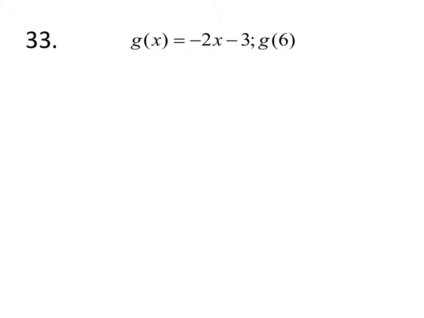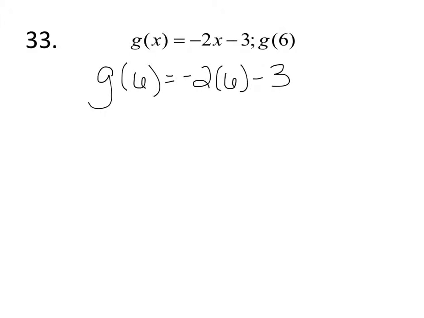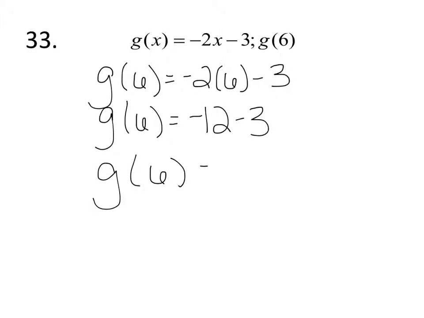All right, 33. They give you the function g of x, and they want you to try g of 6. So for g of 6, all I do is everywhere there's an x, I plug in a 6. All right, so g of 6 is negative 2 times 6, which is negative 12, minus 3. So g of 6 is negative 15.